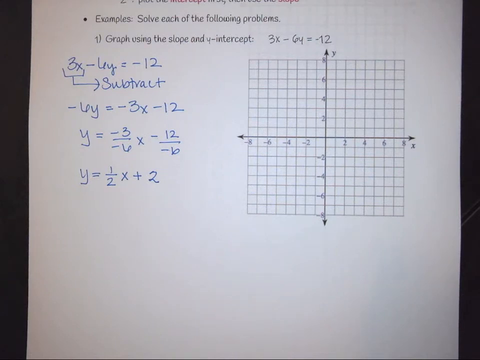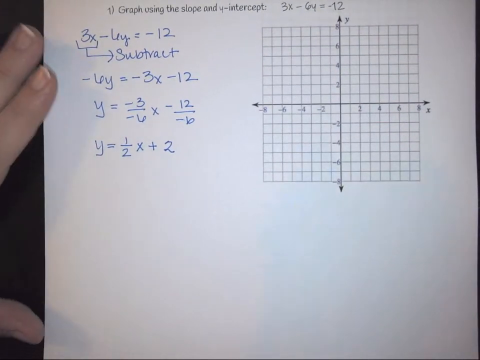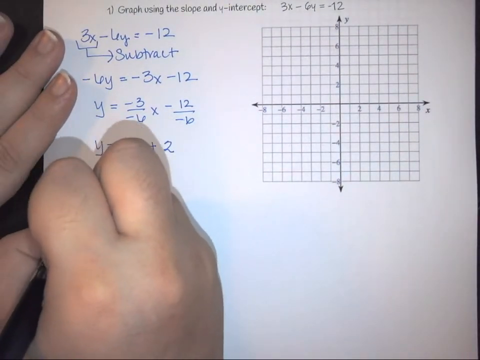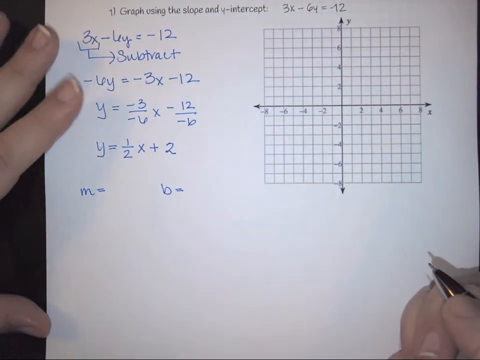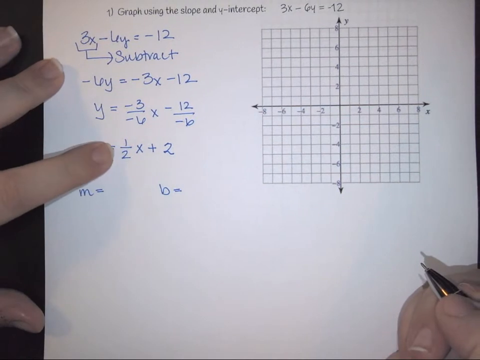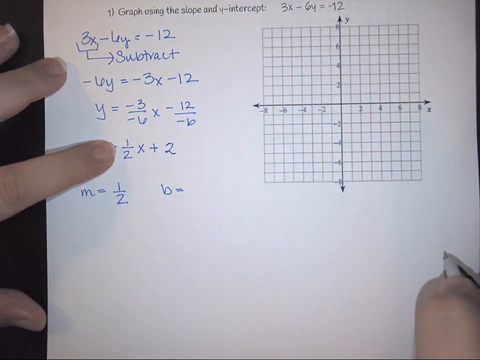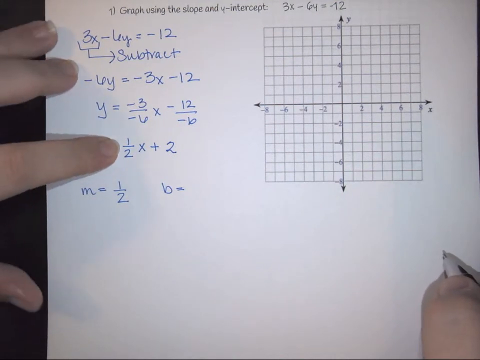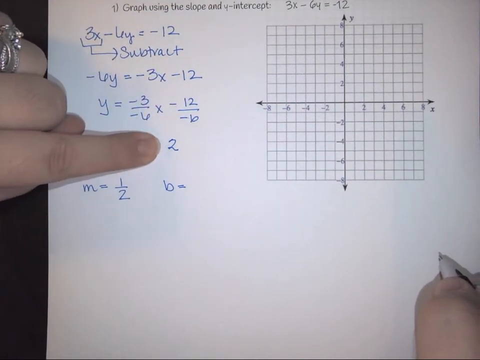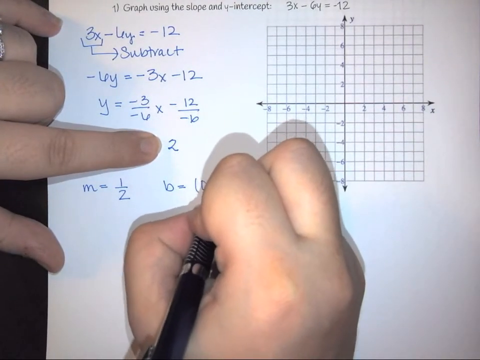So, the first thing we have to do after we rearrange is we need to identify our pieces. I have my slope and I have my intercept. My slope is the coefficient attached to the x value, so it would be 1/2. My intercept is going to be the b term, but it is the coordinate point. So this is the point (0, 2).